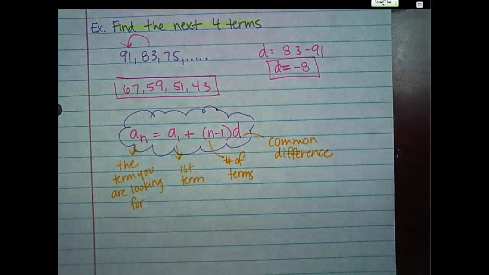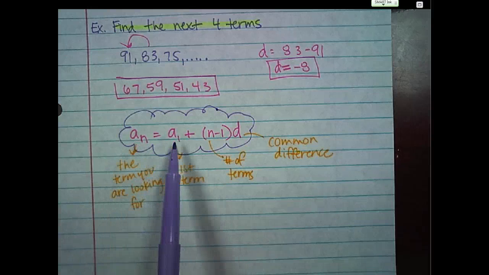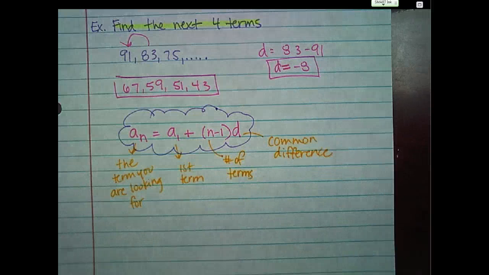That formula is important. That's the point of today. Okay? You can use this to find anything. It's a formula. I can find the term I'm looking for. I can find the first term if I wanted to. I can find the term number, or I can find the common difference. Whatever. As long as you have all but one, you could solve for the missing key.